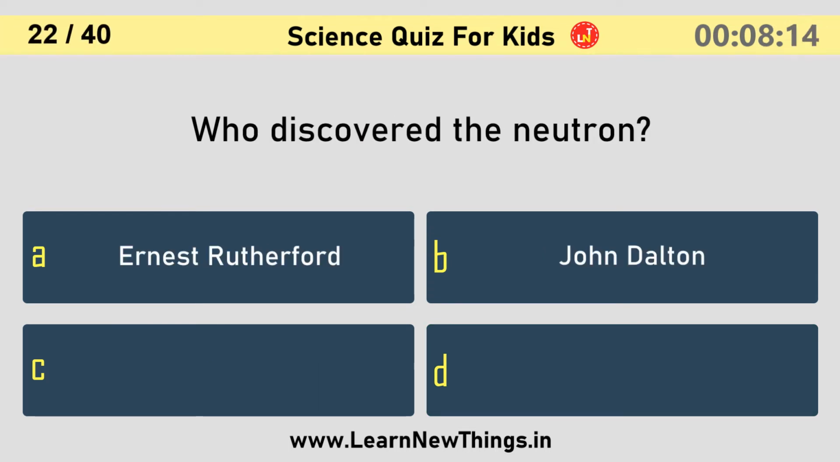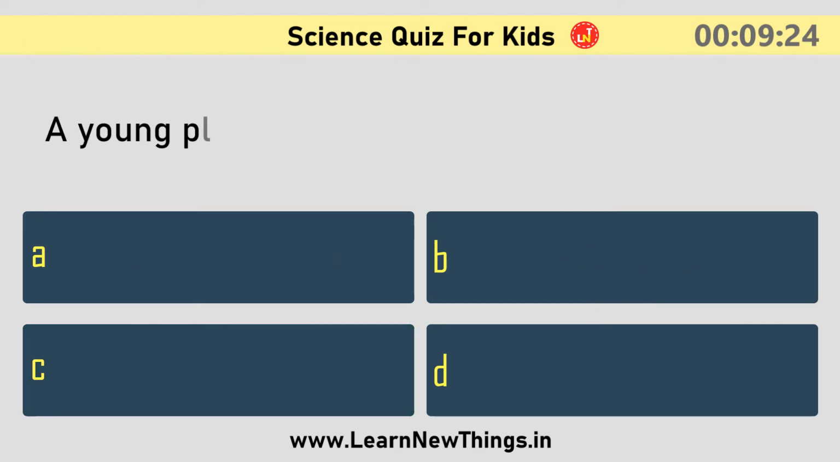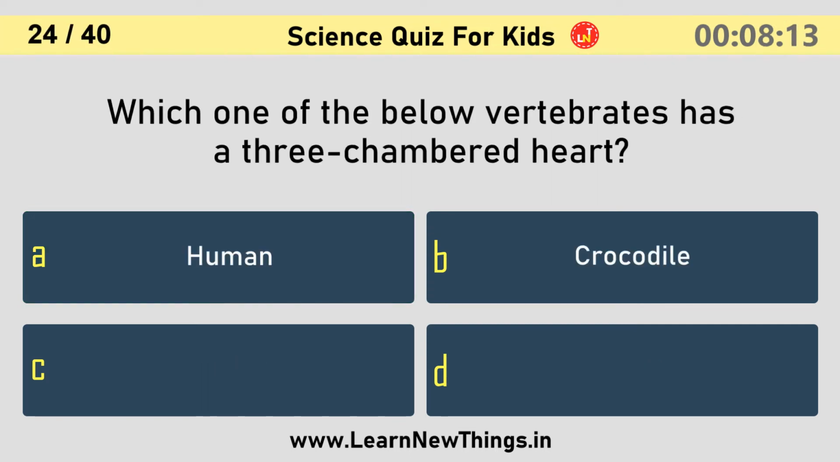Who discovered the neutron? James Chadwick. A young plant developing from a seed is called seedling. Which one of the below vertebrates has a three-chambered heart? Snake.